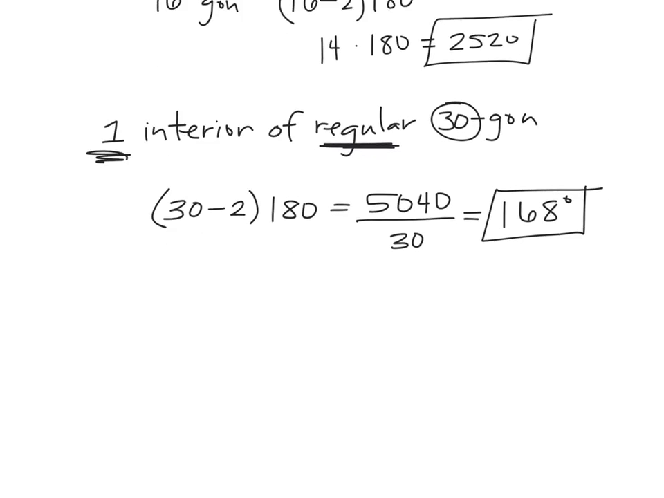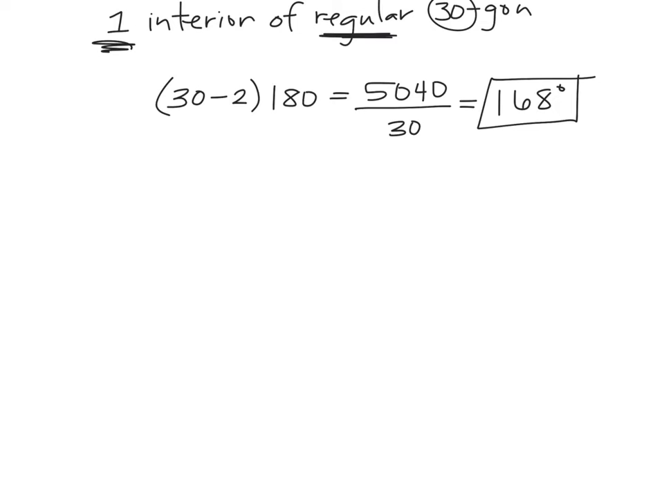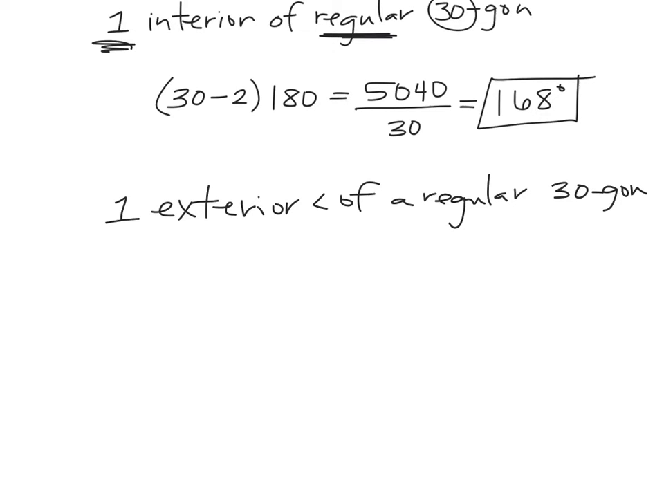Okay, so that's interior. What if I ask you for one exterior angle of a regular 30-gon again? Exteriors always add up to 360. So this is the one where you'll do 360 divided by 30 because it's regular, so all the angles are the same. And 360 divided by 30 would get you 12. So your exterior angles would all be 12 degrees.